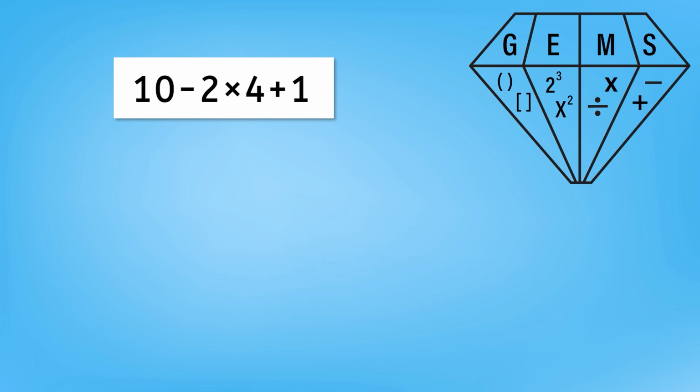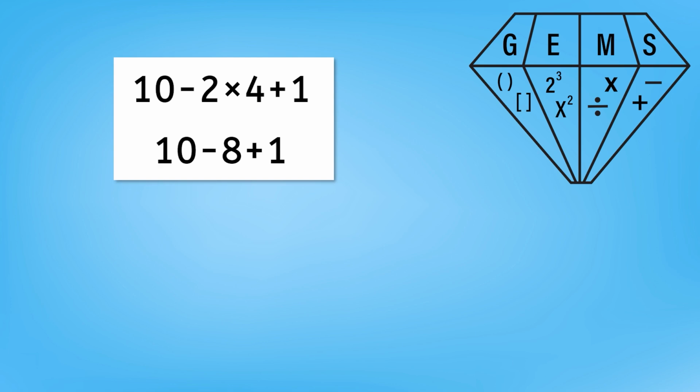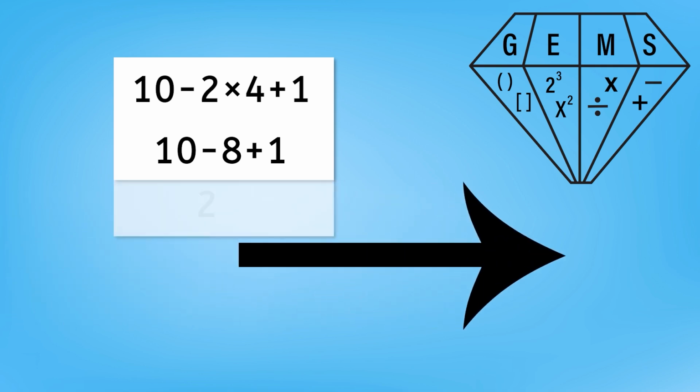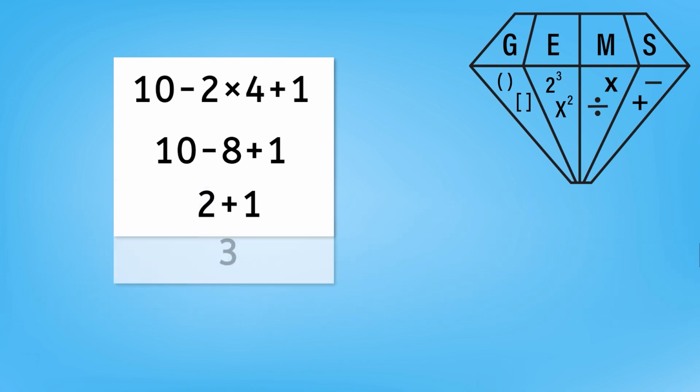According to GEMS, we start this problem with multiplication. 2 times 4 equals 8. Bring down the unsolved parts of the equation, and now we are left with subtraction and addition. Both are ranked evenly, so we work from left to right. 10 minus 8 equals 2, and 2 plus 1 equals 3.